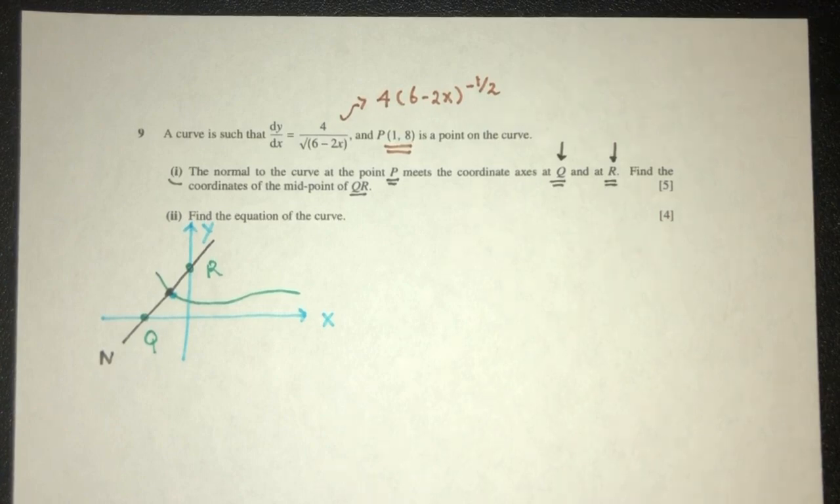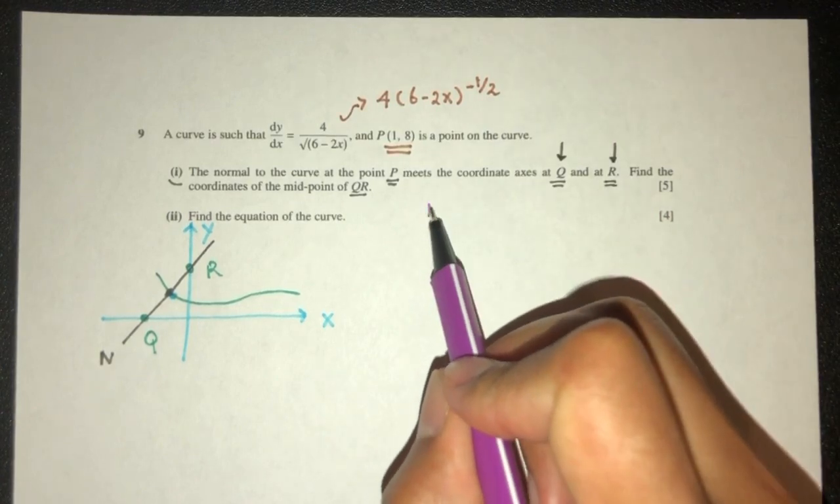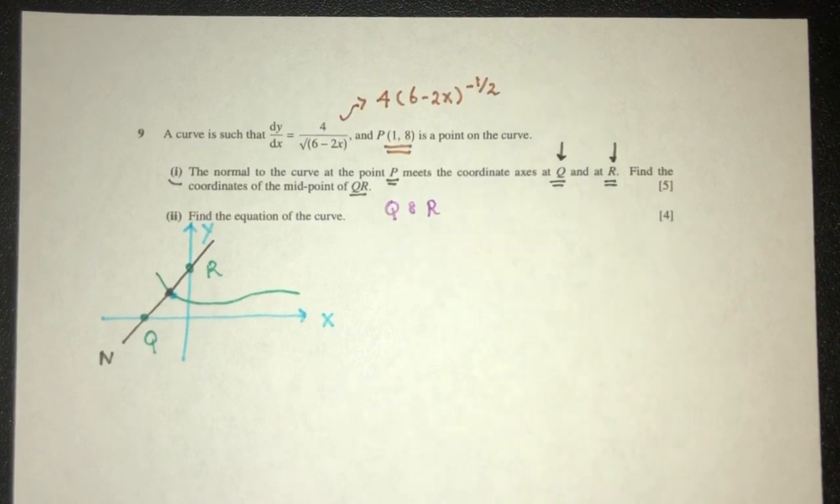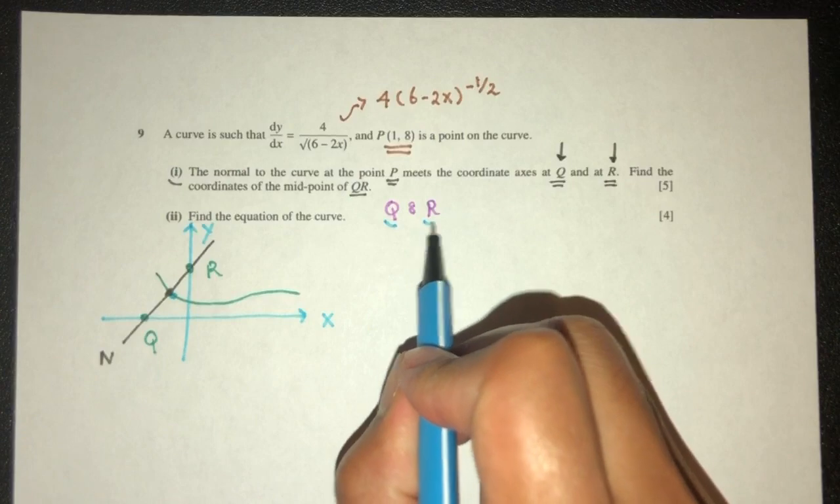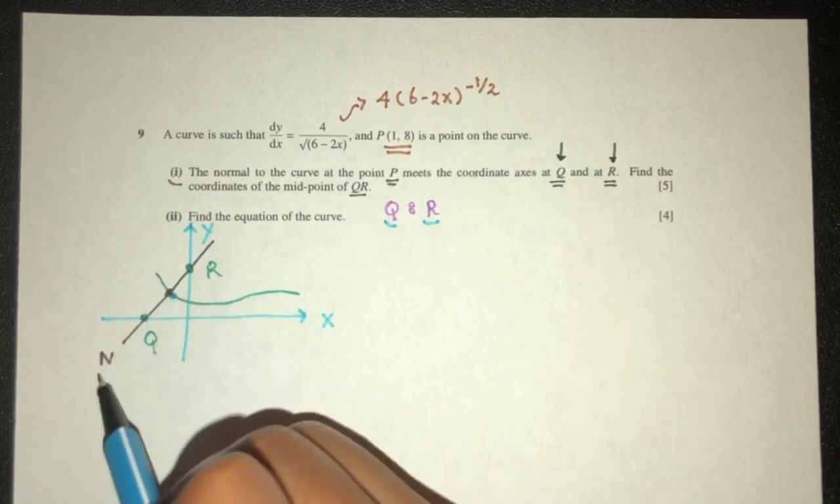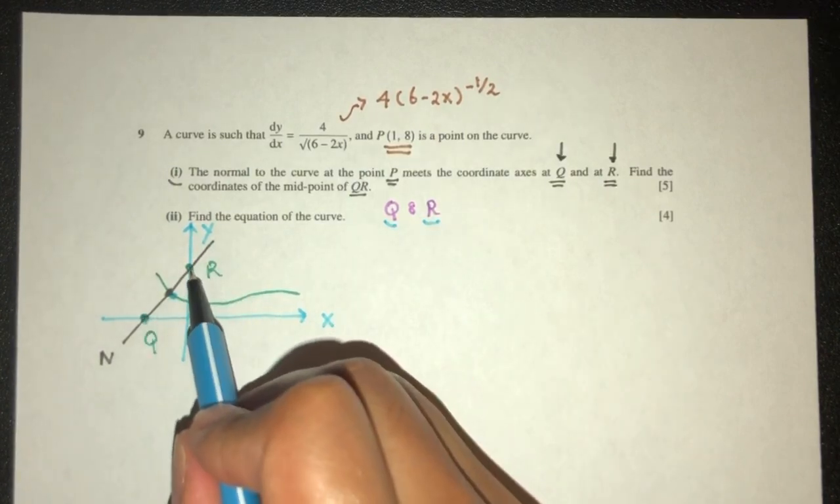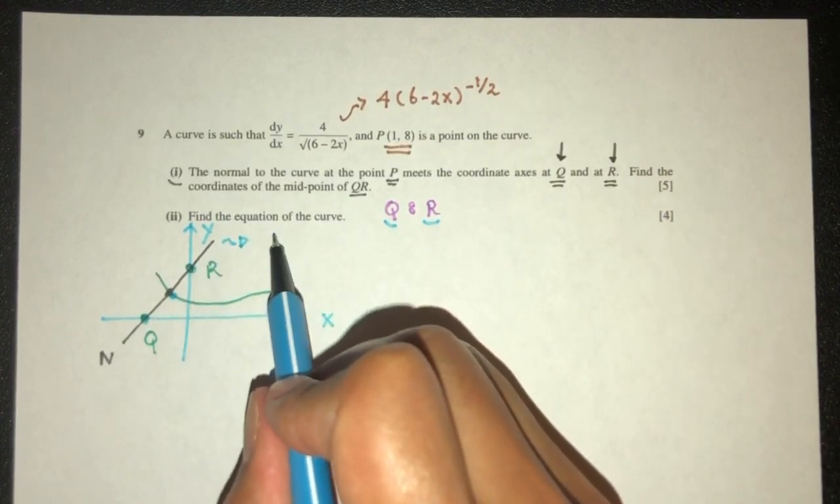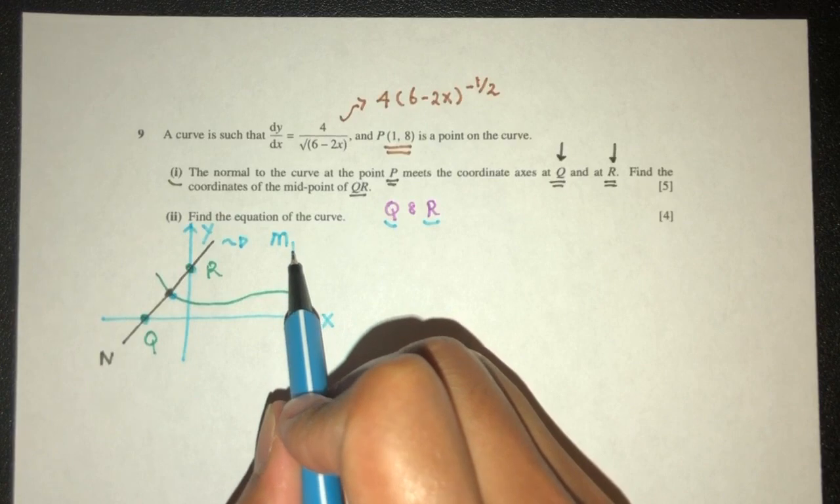But either way, we first have to find the points Q and R. That's the first thing we have to find. Now, to find the points, we have to find the equation of the normal and find the point of intersection. Now, how do you find the equation of a normal? It is a straight line. We must first find its gradient.